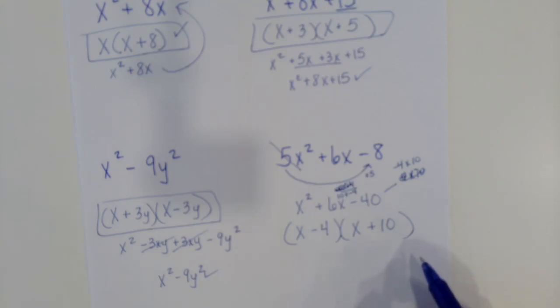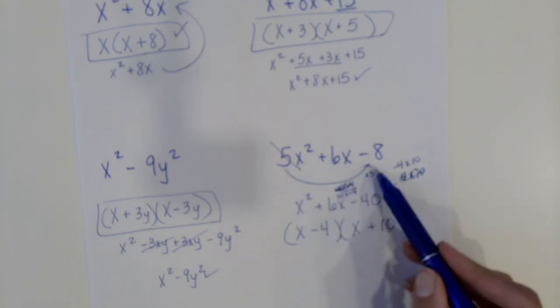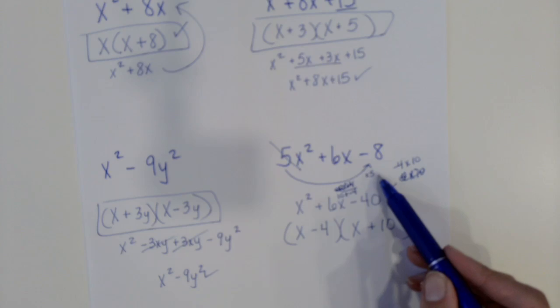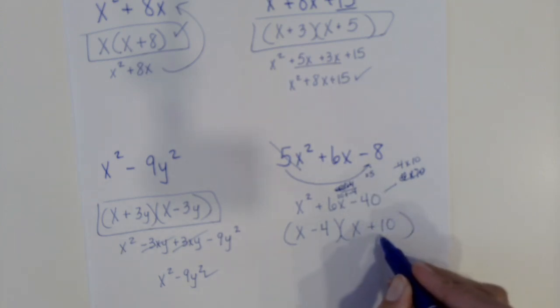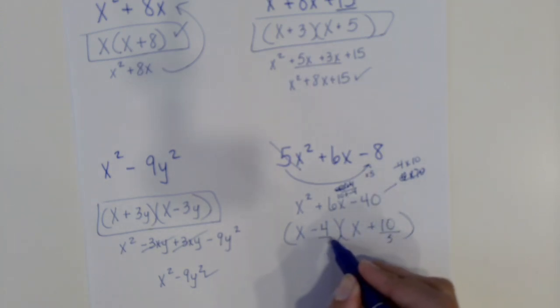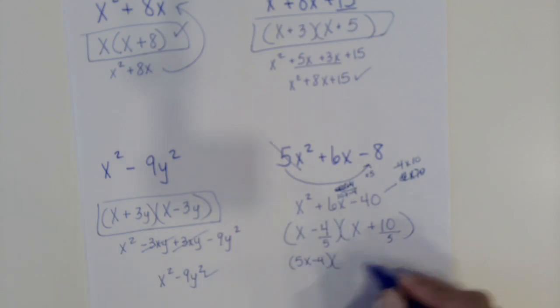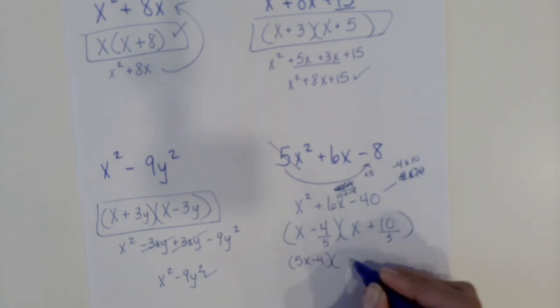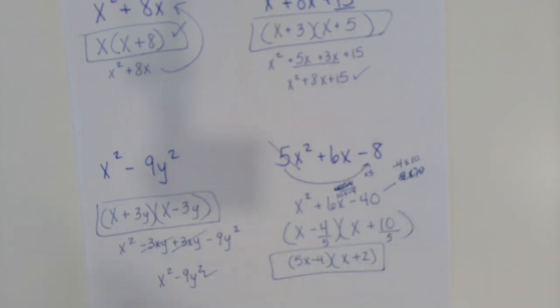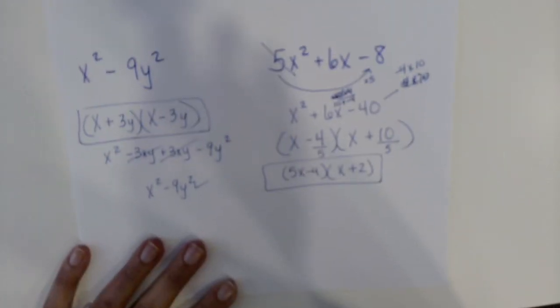Now we need to remember, what did we end up distributing? This 5. So now that we've multiplied, we need to go backwards and get rid of it. So we're going to divide by 5 on both sides. Now, 4 cannot be divided by 5 simply. So instead we're going to write 5x minus 4. And here, 10 can be divided by 5. So we're going to say x plus 2. That is our factored answer.